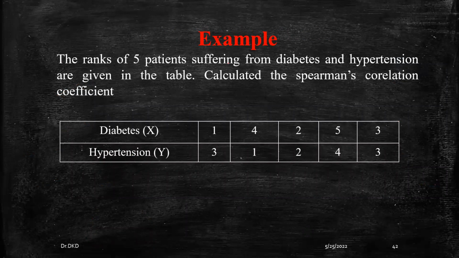The ranks of 5 patients who are suffering from diabetes and hypertension are given in this table. Calculate the Spearman correlation coefficient. For diabetes, the first patient has first rank, and in hypertension third rank; then fourth rank, second rank, first rank, second, fourth, like that. So these are the ranks of the 5 patients for diabetes and hypertension.